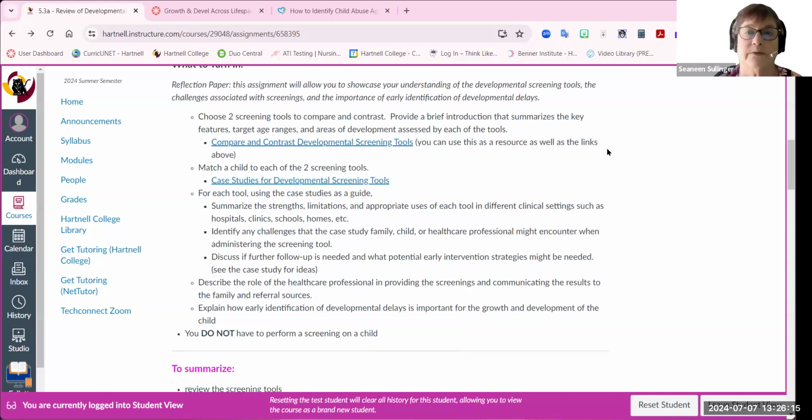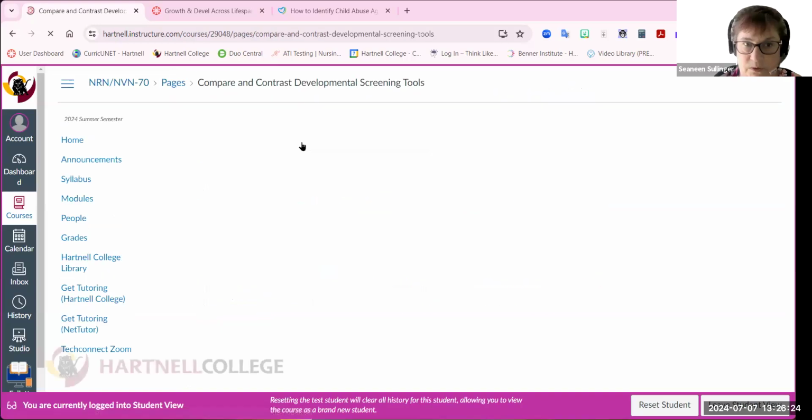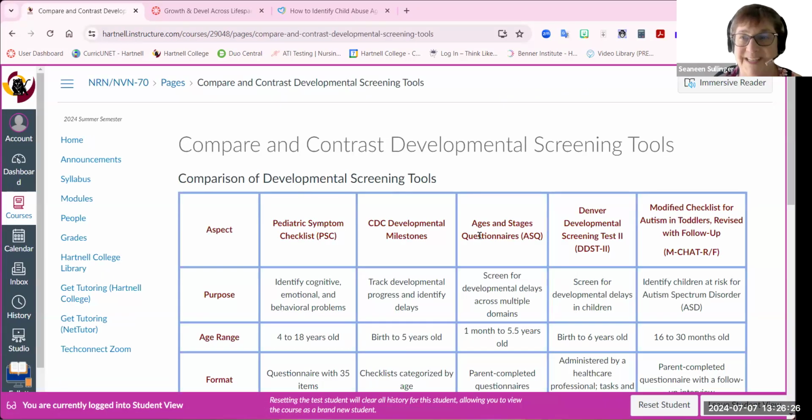You can use this as a resource as well as the links that you have above. So this one is comparing and contrasting developmental screening tools. When you see this, hopefully you say, thank you, Mrs. Solinger, but you don't have to.